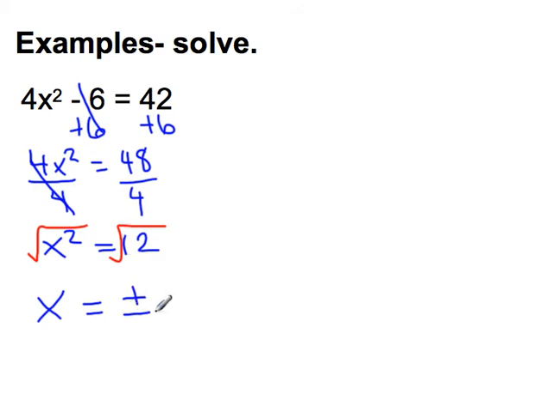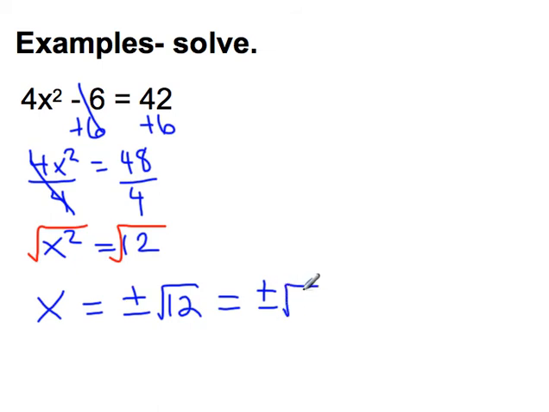And for this, it's going to be plus or minus the square root of 12. Okay? The square root and squared cancel each other out, so I'm left with x. That's why we took the square root. Now, your answer is going to be the positive and negative of square root 12. The only thing we need to do here at the end is to simplify the square root of 12.